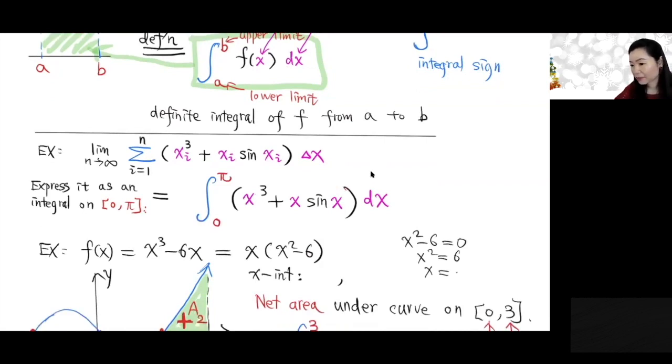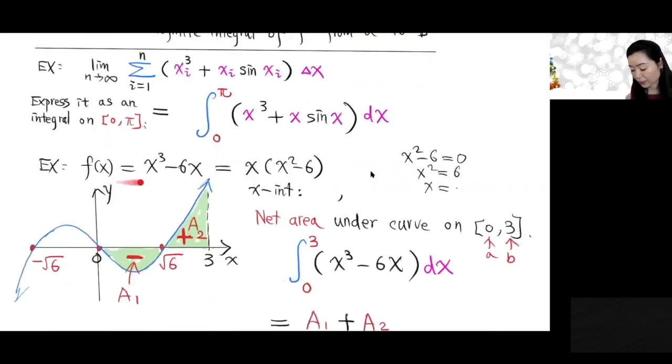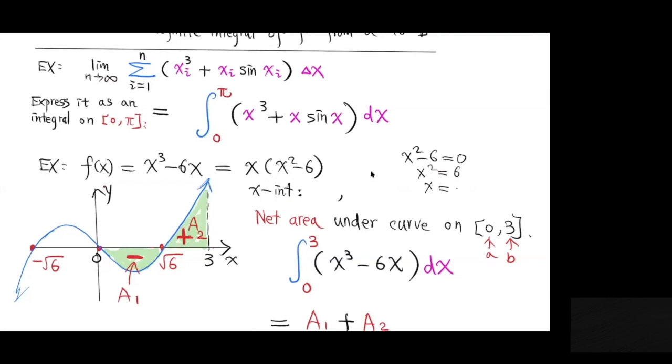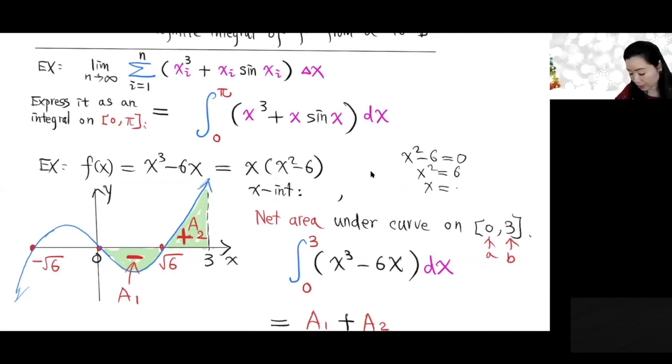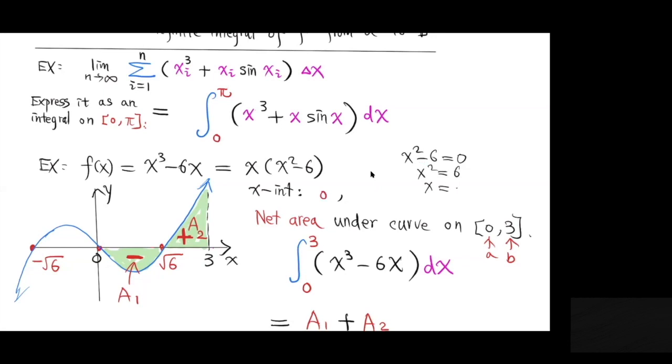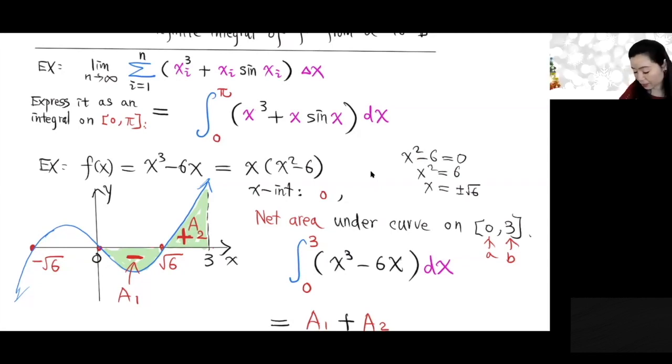Okay, the second one. We're given this function over here. I factored it into this. So what are the x-intercepts over here? 0. Yes, you got it. One of them is 0, right? And then for the other one, x squared minus 6 equals 0, x squared equals 6. So x equals plus or minus square root of 6, right? Yes, you got it. So we have 3 x-intercepts right here.